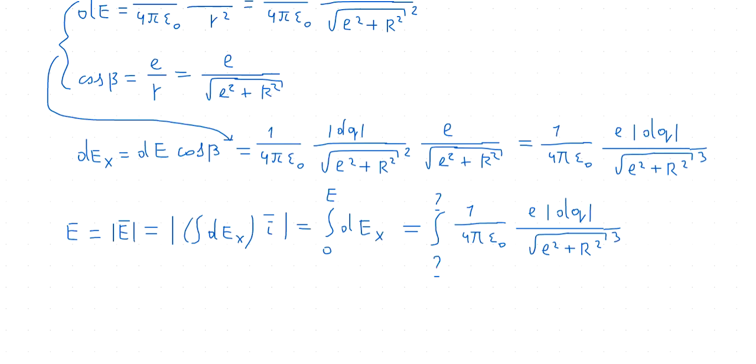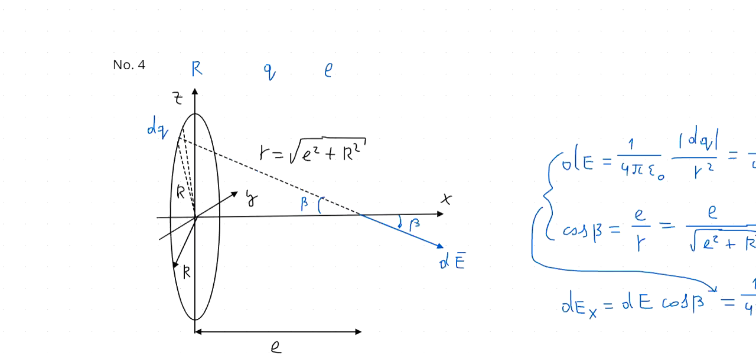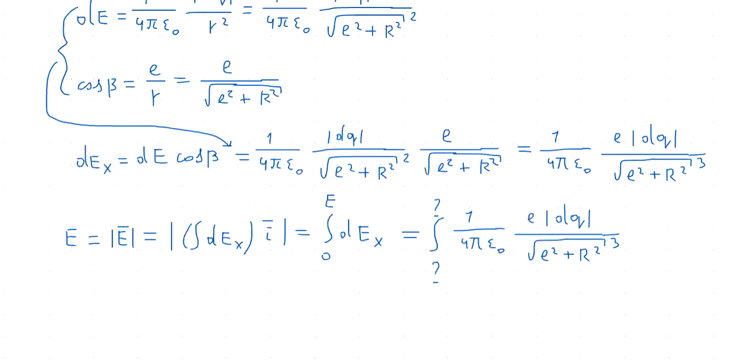Okay, according to the condition, the charge of the ring is Q. So if we add all parts of this charge, if we add all dq, if we find their sum, we will obtain the absolute value of dq. So from 0 to dq.